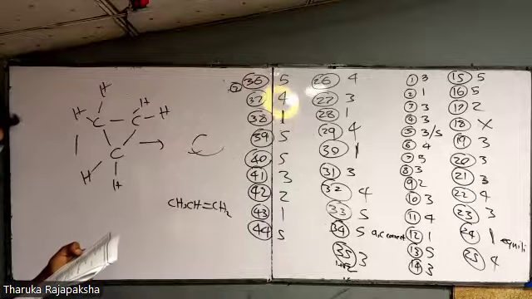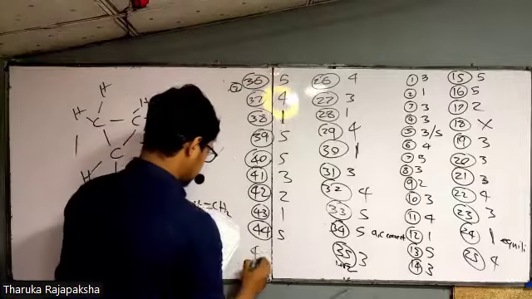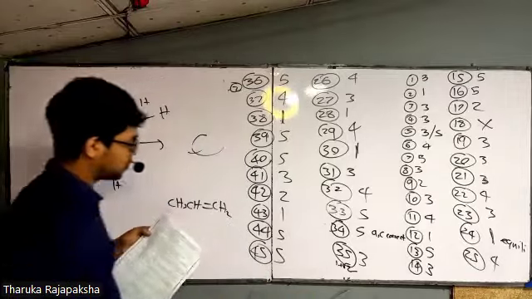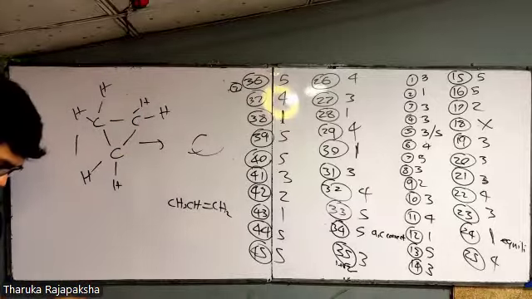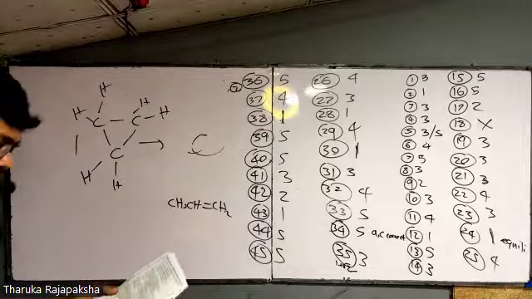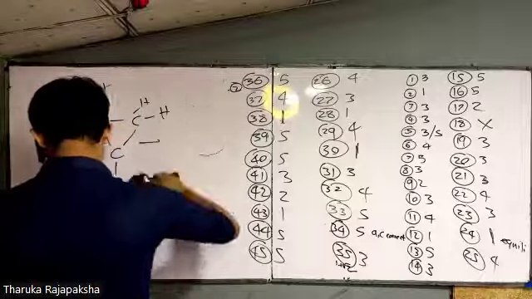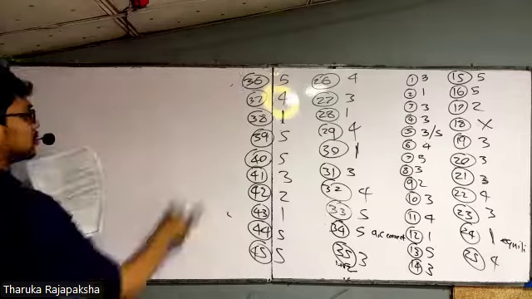Then C is correct, D is wrong. Answer number 5. 45th one, answer 5. 5 more MCQs remaining. The 46th one.